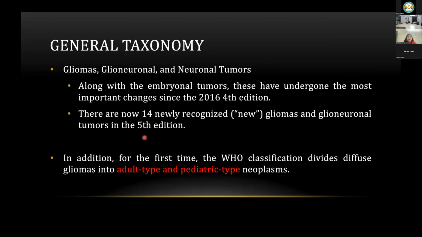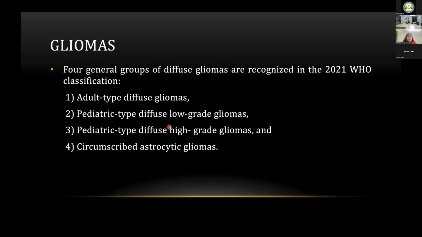There are approximately 14 newly recognized gliomas and glioneuronal tumors in the recent edition. And this is for the first time in the WHO classification that age has been given importance in the diagnosis and classification of gliomas. So based on age, the gliomas have been divided into adult type and pediatric type gliomas. It is very important to know because the different genetic markers or gene mutations differ in various tumors, and that also depends on the age.